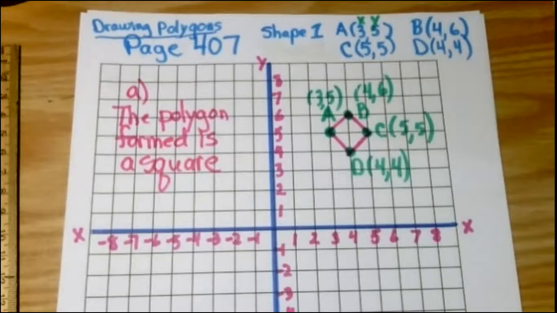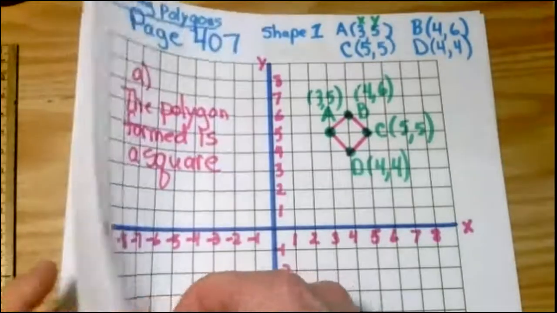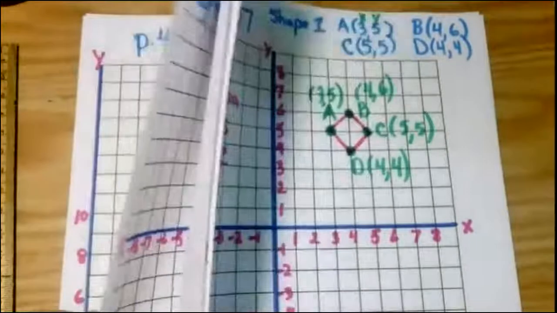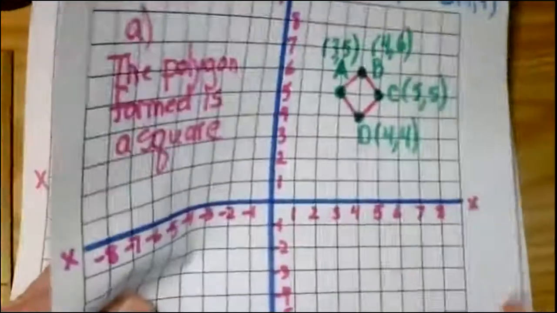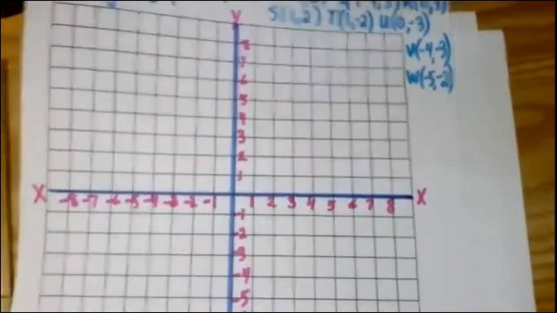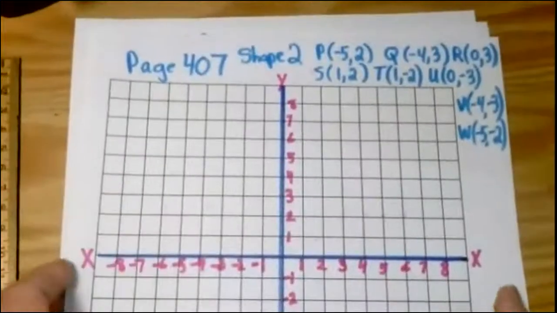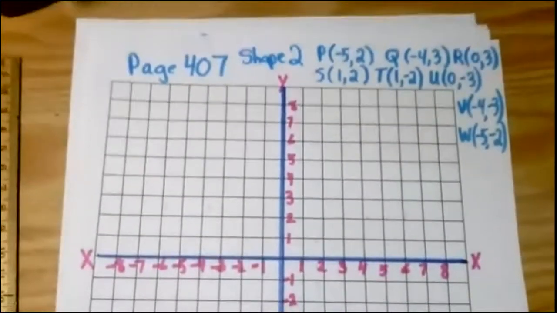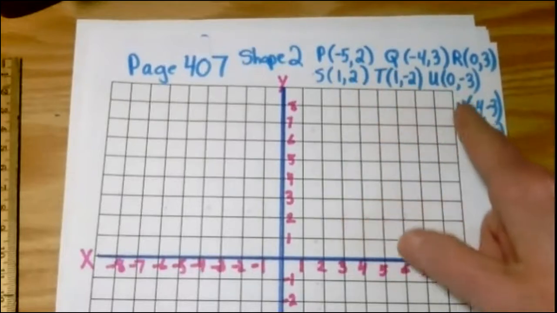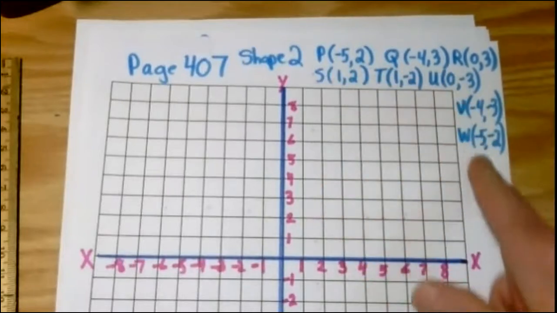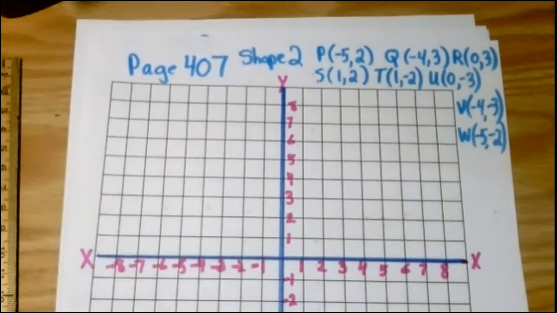So I'm going to switch papers. Put that one there. We'll take this one away. Straighten this one out. There we are. Page 407, shape number 2, letter B. You're given all these points: P, Q, R, S, T, U, V, W. I kind of ran out of room, so I went down here. So with these points, we are going to make a shape. So let's start plotting our points.